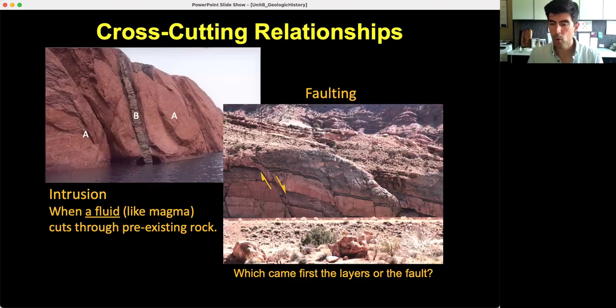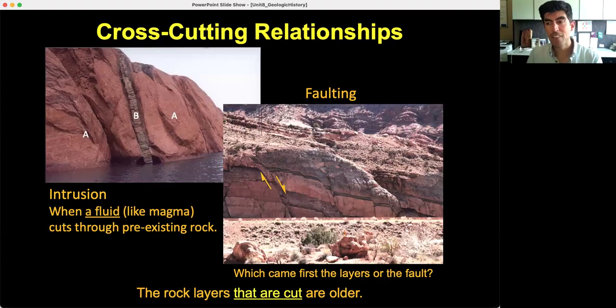We might ask ourselves, which came first, the sedimentary layers or the tectonic fault? Based upon the principle of cross-cutting relationships, the rock layers must have existed first before they could have been cut by the fault. So as a general summary of this principle, whatever cuts is younger. The thing that is cut is always going to be older. Something has to have existed first before it can be cut by a fault or an intrusion. So we want to keep that in order as well.